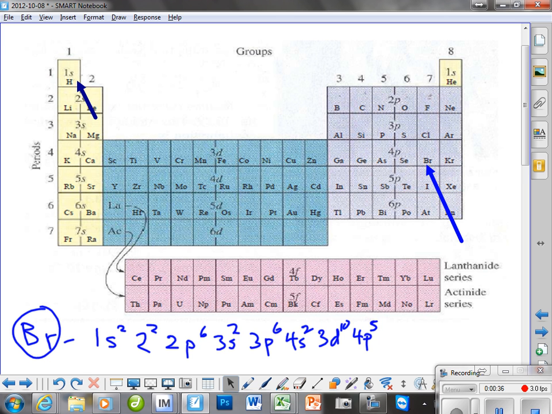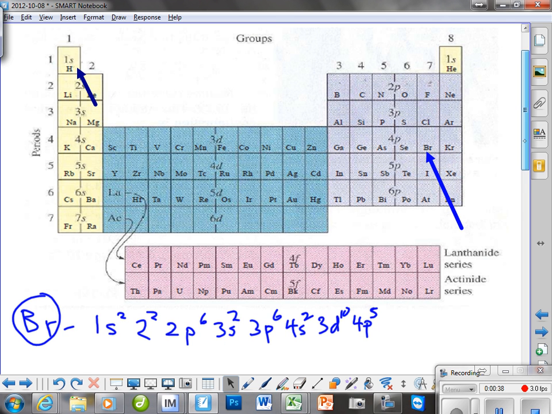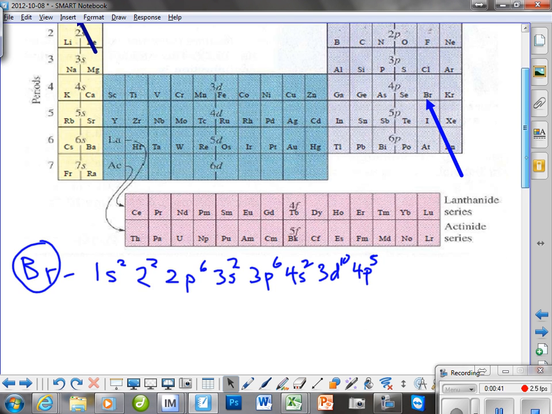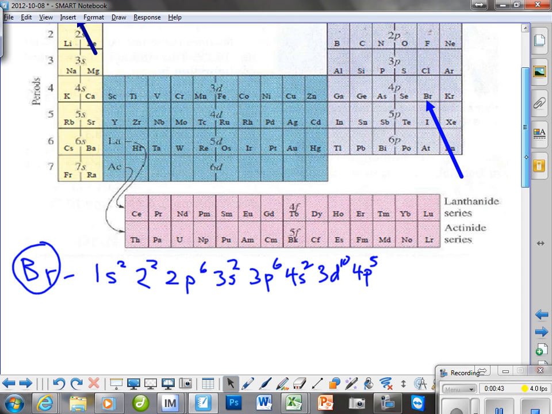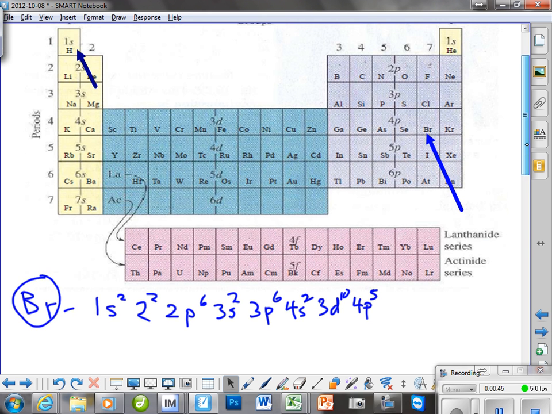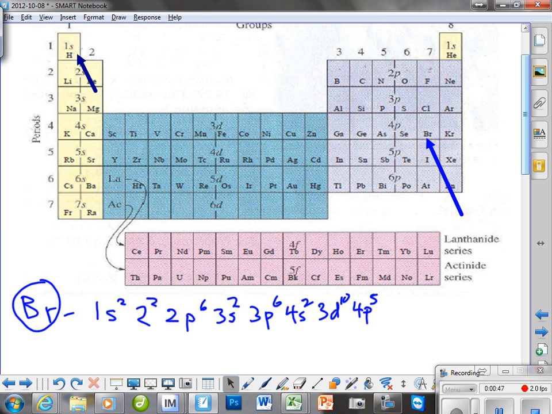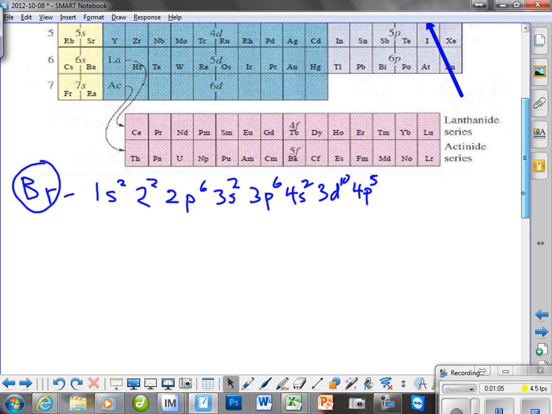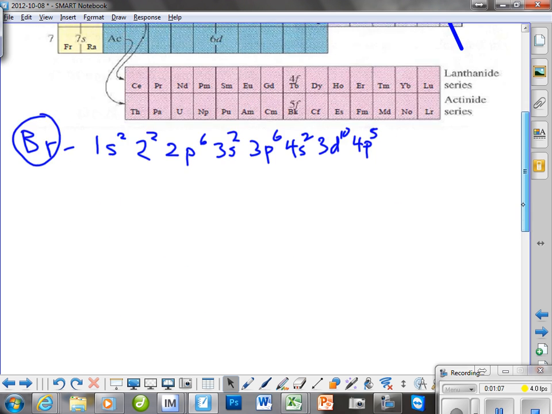Scientists in general, as well as chemists specifically, are lazy. We are all lazy to some degree, and we want shortcuts to make our work easier. So some brilliant man came up with the idea of doing a noble gas configuration, which is, by the way, a very descriptive term, and we're going to use the noble gas configuration to replace the bromine configuration.